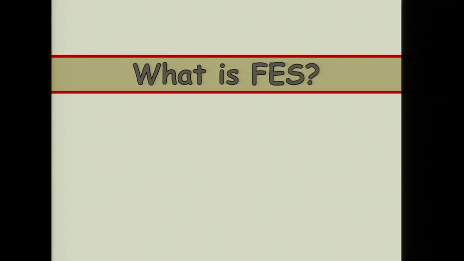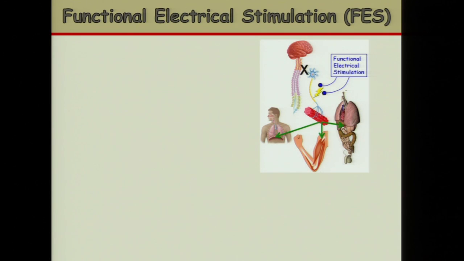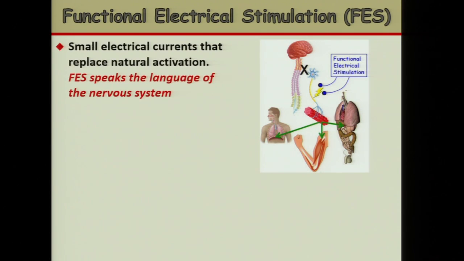So I thought I'd start with the basics. What is FES? What is functional electrical stimulation? This is the core of our center. It's small electrical currents that replace neural activation in individuals that have some kind of neurological disorder. They have an injury or a disease. And if we do it right, FES speaks the language of the nervous system.